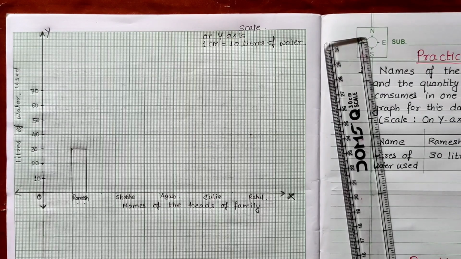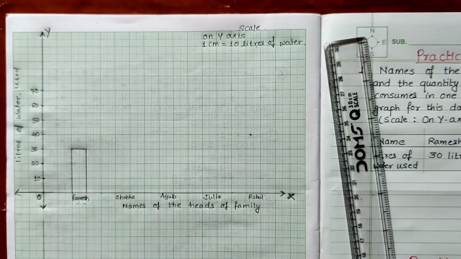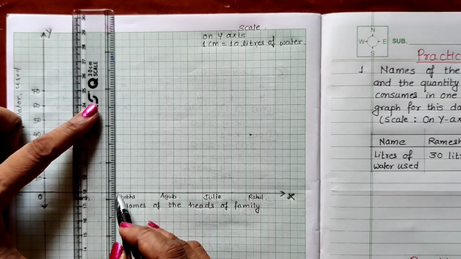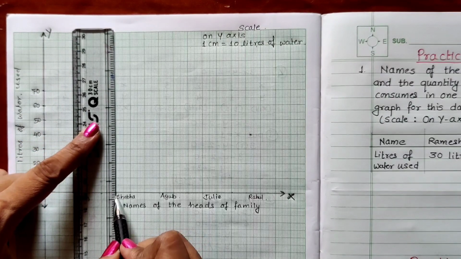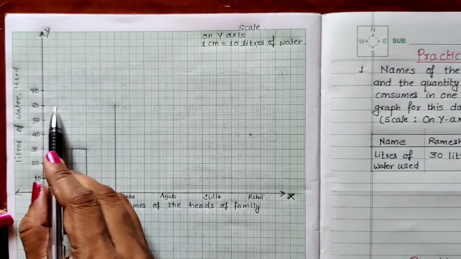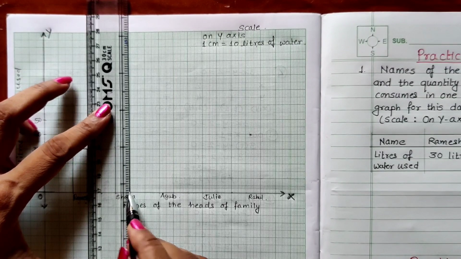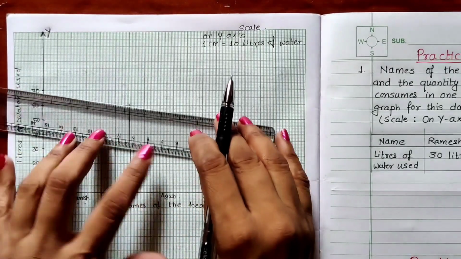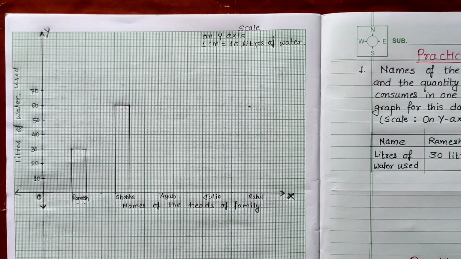Now, second family head is Shobha. They consume 60 liters of water. So we have to draw a bar till 60 liters. So I will leave 2 units, 1 and 2, and I will be drawing the second bar till 60 liter or till 60 unit. Okay, can you see till 60 I have drawn the line. I will be drawing second line also. And then I will close it at 60. So in this way, second bar I have drawn.